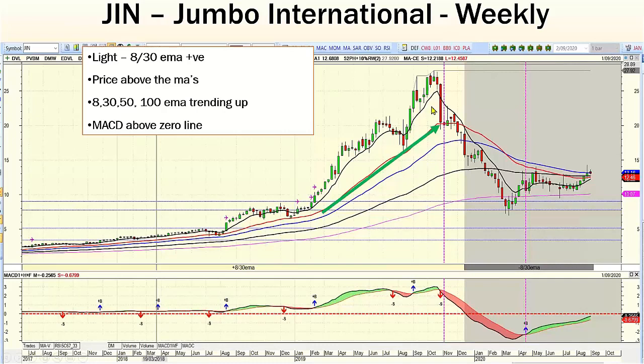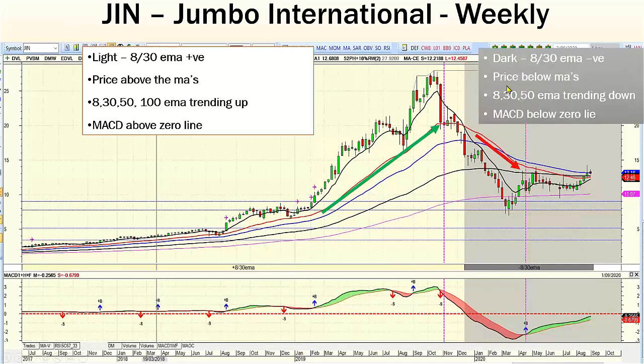I got out of it here, but I didn't participate in this last bit. But if I'd been in it, I would have picked this up on the daily chart, because it had a fairly precipitous drop, and from there it was all in darkness, as I call it. And price well below the 8-period moving average, and the 30 and the 50, and the MACD below 0.